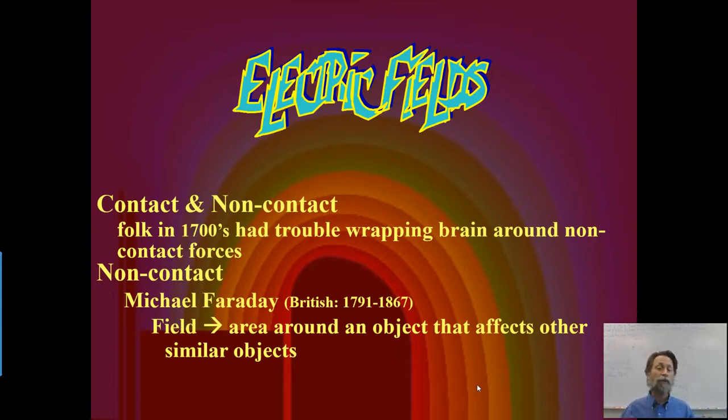So when I talk about the gravitational field, it's the area around a mass that affects other masses. When I talk about an electric field, it's the area around a charge that affects other charges. When I talk about a magnetic field, it's the area around a magnet that affects other magnets. So field is the area around an object that affects other objects.